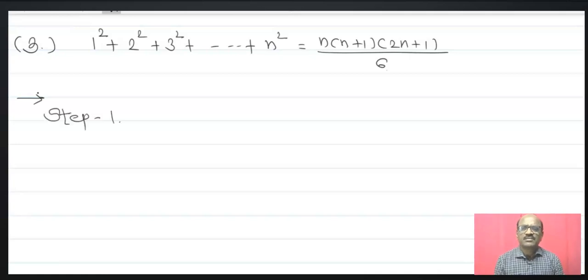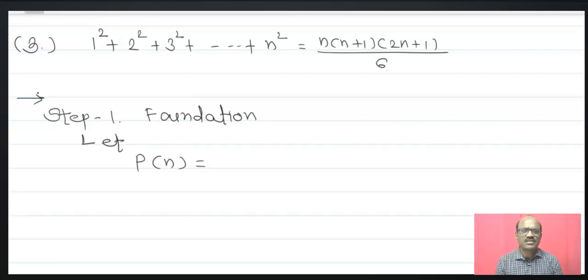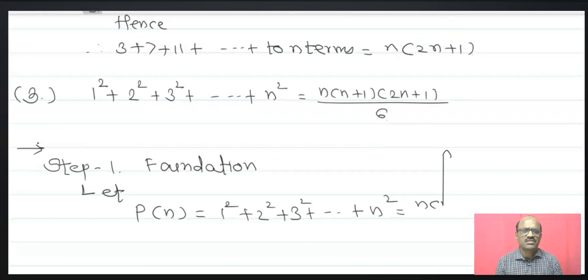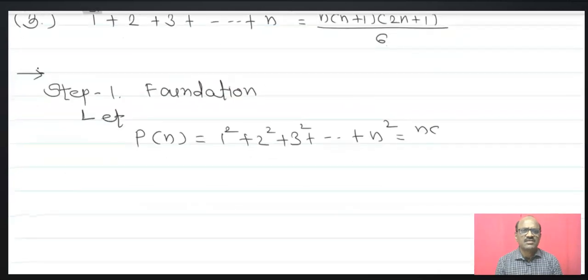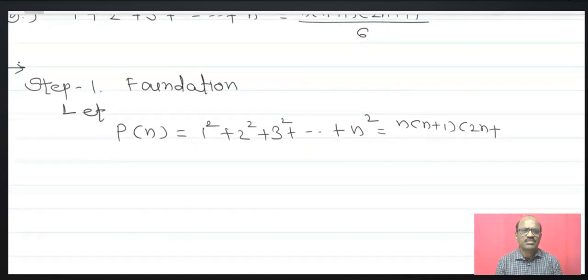Now the step number 1. This is the foundation. Number 1 is very easy. The given result, for n equal to 1, that is P of n is equal to 1 square plus 2 square plus 3 square plus ... plus n square equals n(n plus 1)(2n plus 1) upon 6, for n belongs to the capital N.